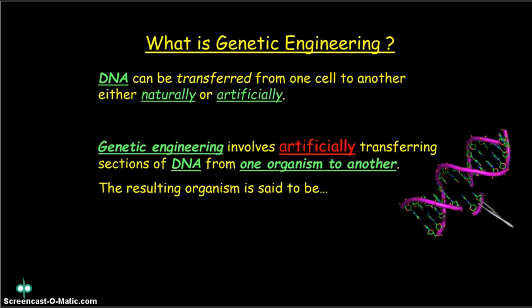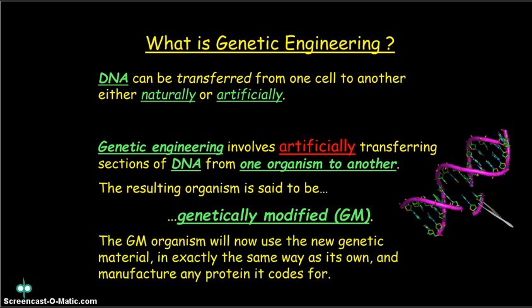Genetic engineering involves artificially transferring sections of DNA from one organism to another, and the resulting organism is said to be genetically modified. It will now use the new genetic material in exactly the same way as its own and manufacture any protein that new genetic material codes for.